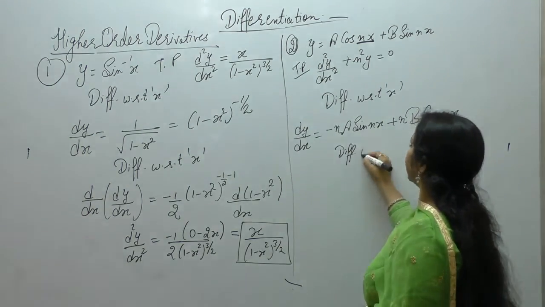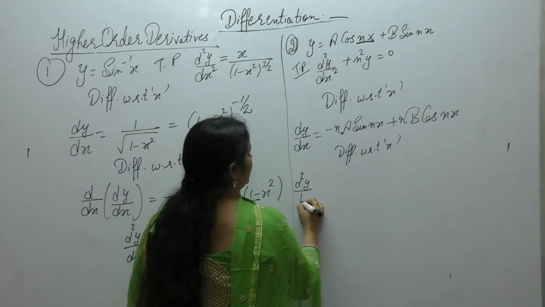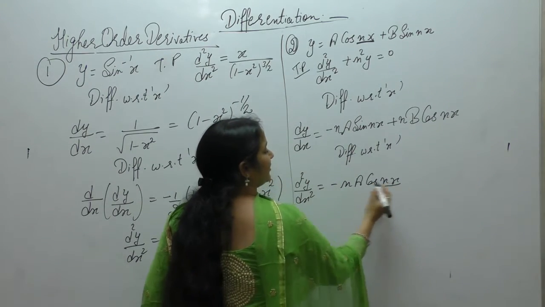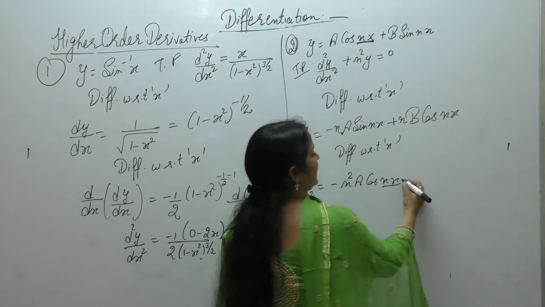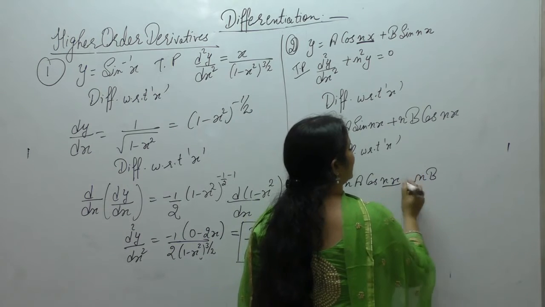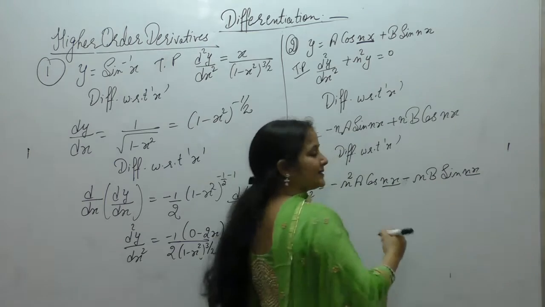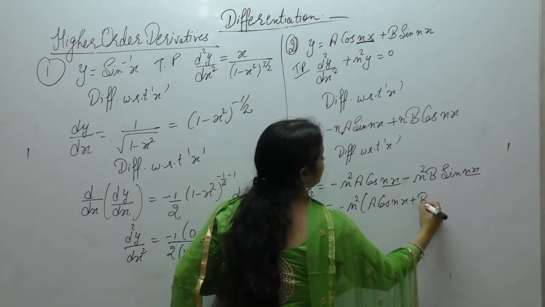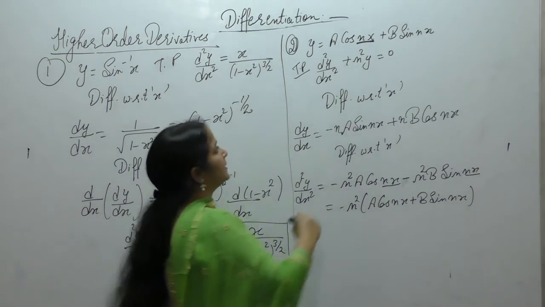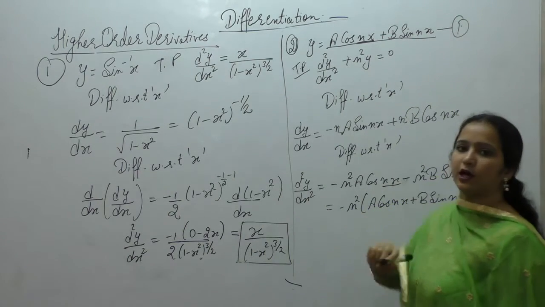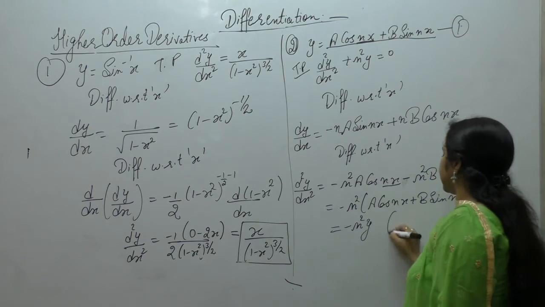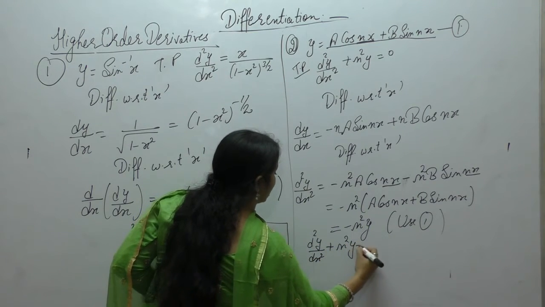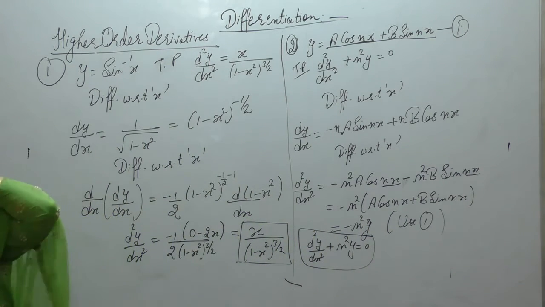Again differentiate with respect to x. d square y upon dx square, minus na, derivative of sin is cos of nx, derivative of nx is n, so n into n, n square, plus nb, derivative of cos is minus sin nx, derivative of nx is n, so n square here. Minus n square common, a cos of nx plus b sin of nx. a cos nx plus b sin nx is the value of y. Use equation 1 here, so minus n square y. So what we get? d square y upon dx square plus n square y equals 0. Note it down.